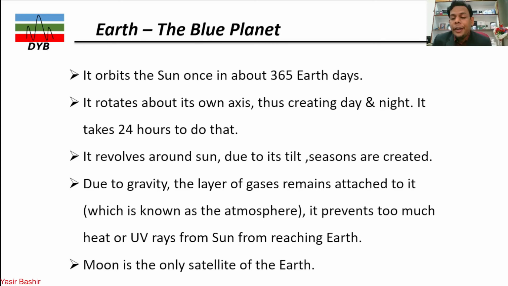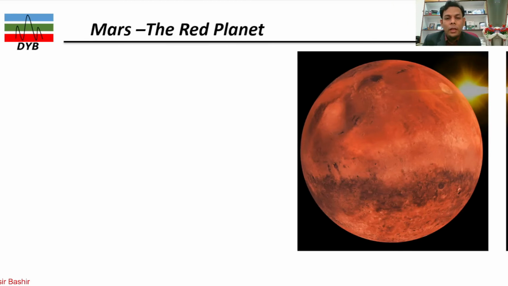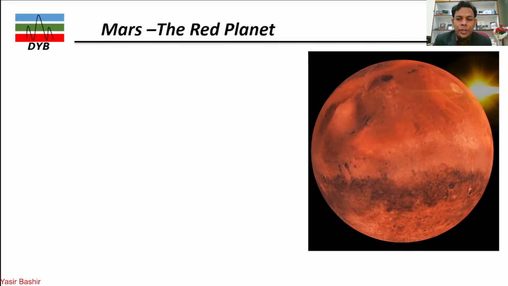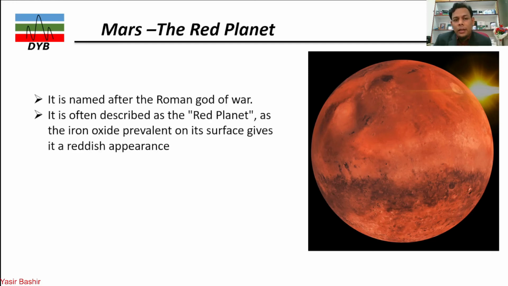And there is only one satellite of the Earth, which is named the Moon. So now moving to Mars, which is also named the Red Planet. Mars was named after the Roman god of war, and it is often described as a red planet because of the iron oxide prevalent on its surface, which gives the reddish appearance.